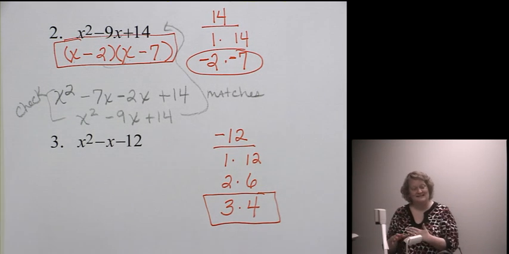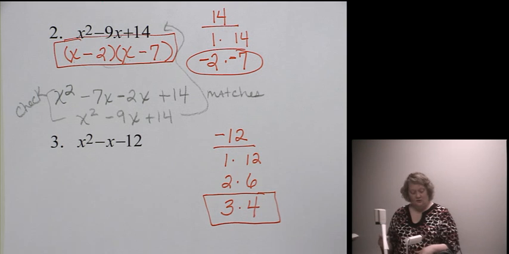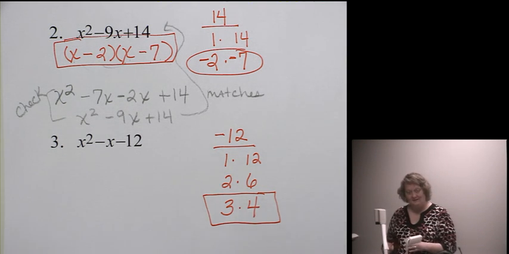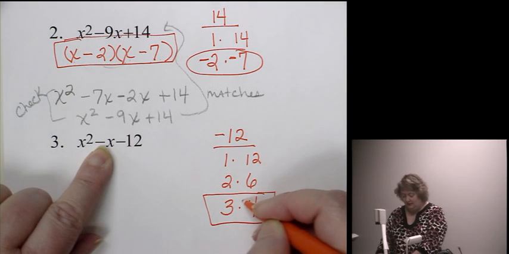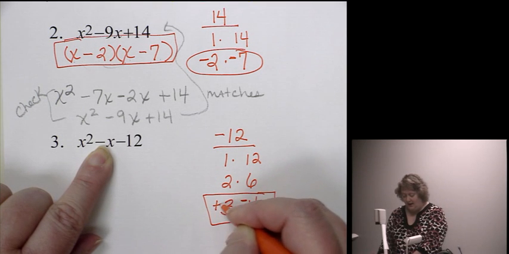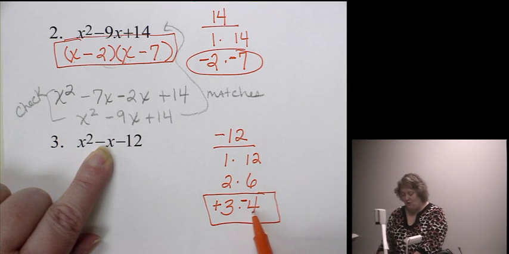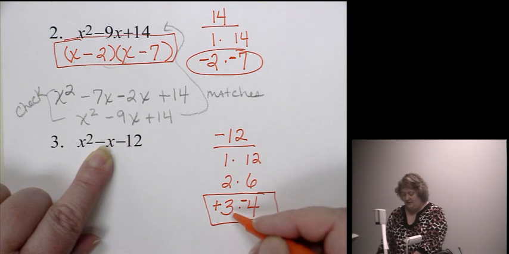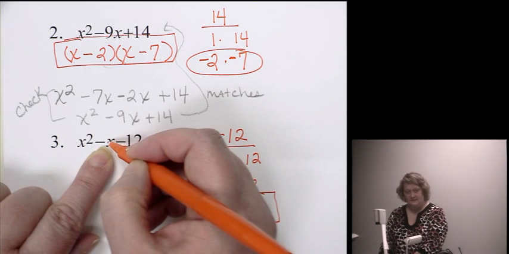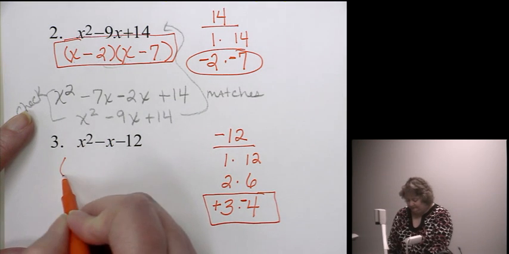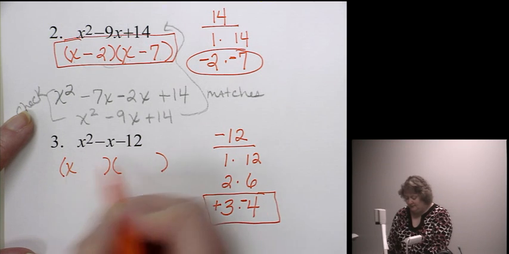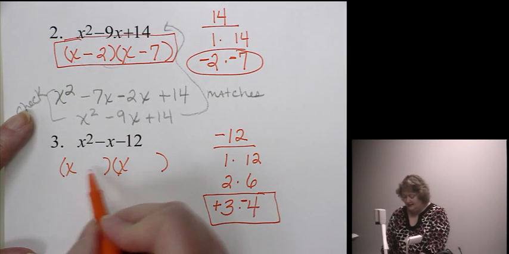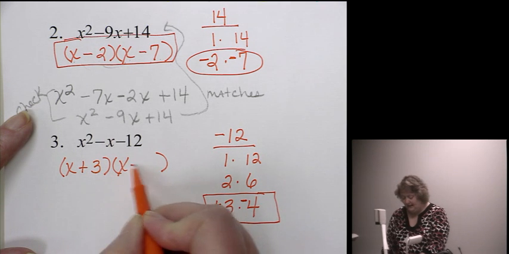And the rule for our signs is that when our last term is negative, then the factors have one sign of each, and the stronger one, which is going to be 4, will match the middle. So it'll be a negative, and the 3 will be positive. So 3 times 4 equals negative 12, but 3 plus negative 4 gives me that negative x. So I draw my parentheses, put my x, then it's going to be plus 3 minus 4.